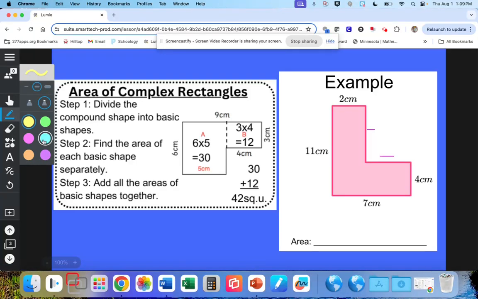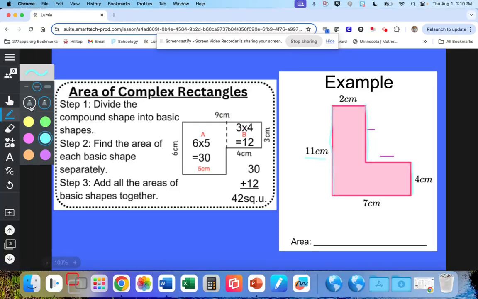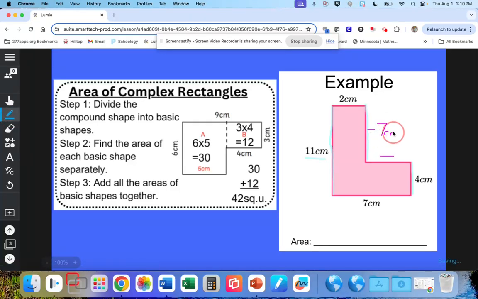Now, if I look at this whole side length right here, I know that that's my total amount of the height of my shape, which is 11. I see right here I have a part of it, which is 4, and I am missing the other height part of it. So I can do 11 minus 4, and I find out that I get a missing amount of 7 centimeters right here.